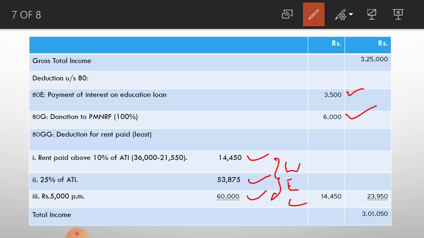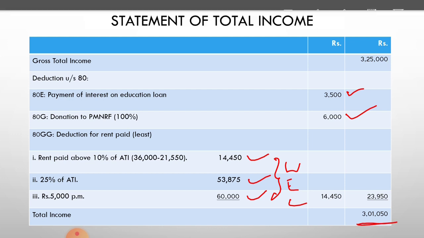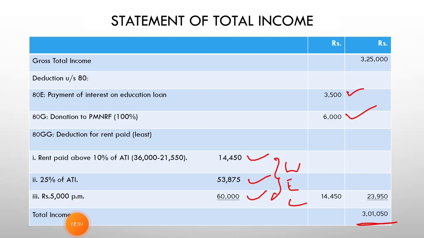When you add these three items, that is 80E, 80G and 80GG, you get the total of 23,950. You have to deduct this deduction under section 80 from the gross total income to get his taxable income. So, the taxable income or total income of Gopalan is 3,01,050 rupees.